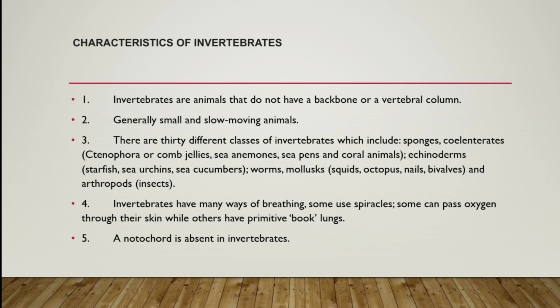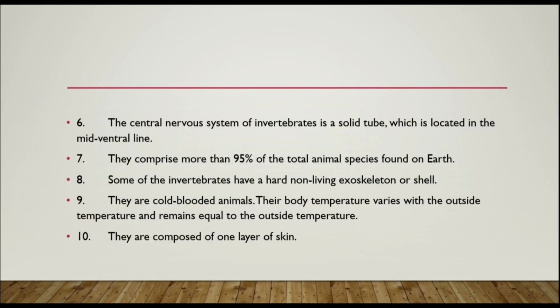The characteristics of invertebrates. First one is they do not have a backbone. Small and slow-moving animals unlike the vertebrates. There are 30 different classes and they have many ways of breathing. Some use spiracles or a number of pores on the body of an insect. Some can pass oxygen through their skin while others have lungs. And then wala silang notochord.